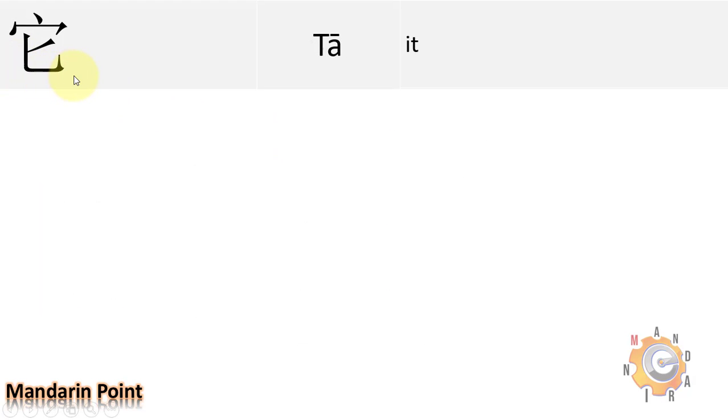他. Ta, which means it. It is generally used for non-living items. Let's decompose it. It is a very simple character. The top character is over here and the bottom character is over here. This one is mian, which means roof, and this one is bi, spoon or ladle. Both of these characters are going to make this ta.